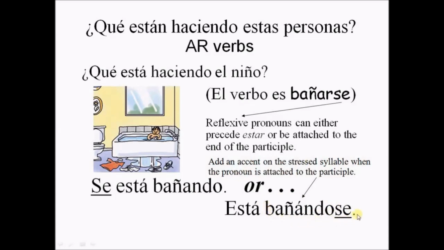or you can attach it to the verb in the ing form, forming one long word. And in this case, you need to place an accent mark, okay? You add an accent mark on the stressed syllable when the pronoun is attached to the participle. So just to be safe, I would recommend you place the reflexive pronoun before the verb estar, just so you don't get confused where to place the accent mark.